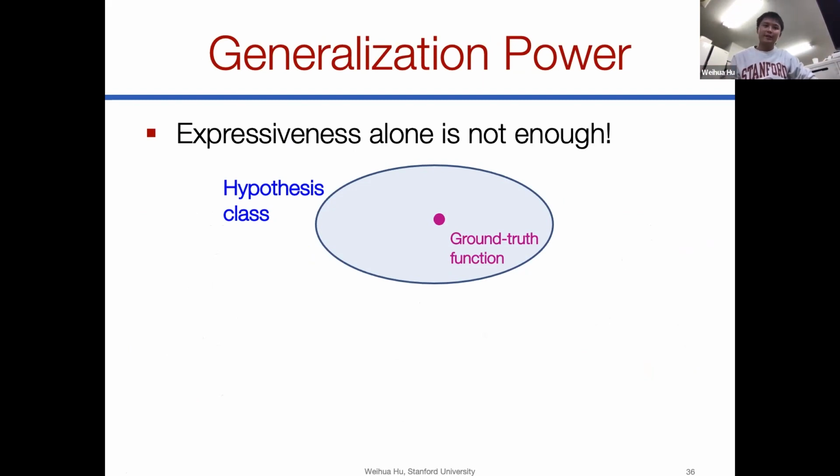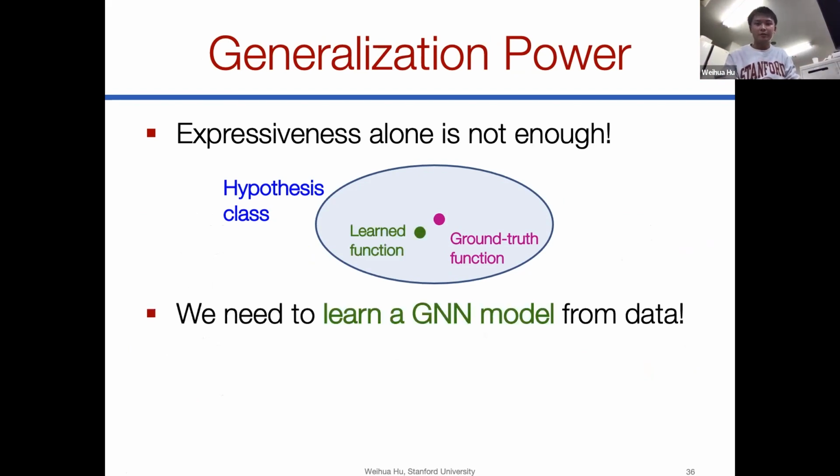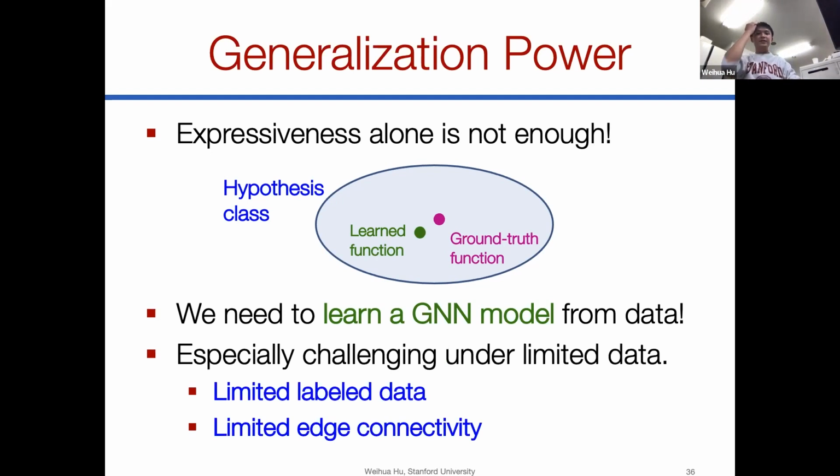In practice, we all know that expressiveness alone is not enough. It's more of a prerequisite to build a useful machine learning model. In practice, given this hypothesis class, we need to learn a GNN model from data such that this learned function is close to the ground truth function, which means that this learned function has high generalization power. And this is especially challenging under limited data scenarios.